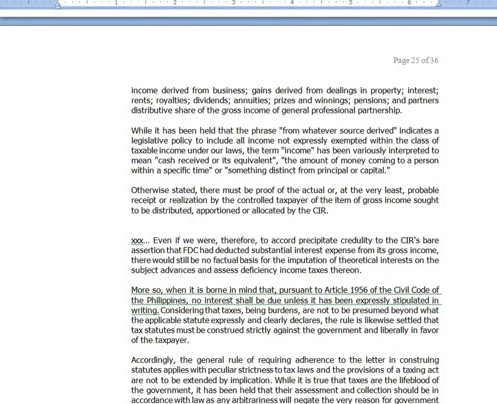The Supreme Court went on to say that even if we were, therefore, to accord precipitate credulity to the CIR's bare assertion that FDC had deducted substantial interest expense from its gross income, there would still be no factual basis for the imputation of theoretical interest on the subject advances and assess deficiency income taxes thereon. More so, when it is borne in mind that, pursuant to Article 1956 of the Civil Code of the Philippines, no interest shall be due unless it has been expressly stipulated in writing.